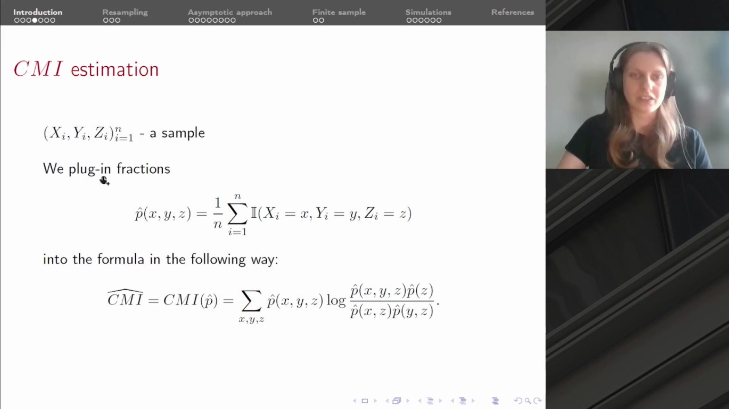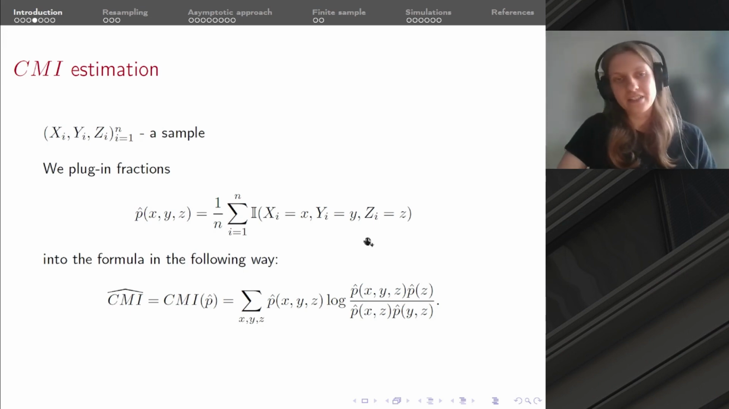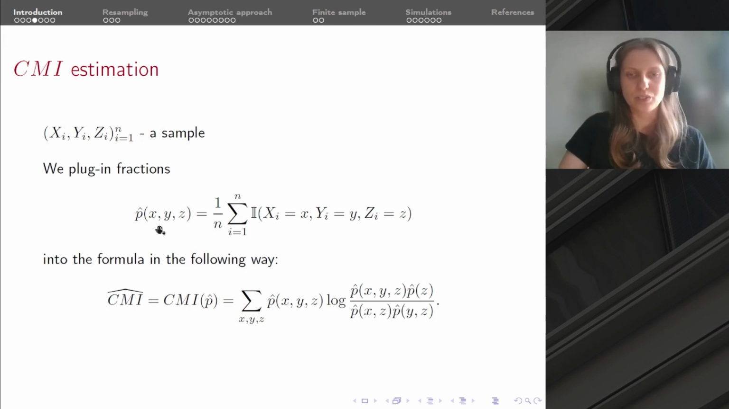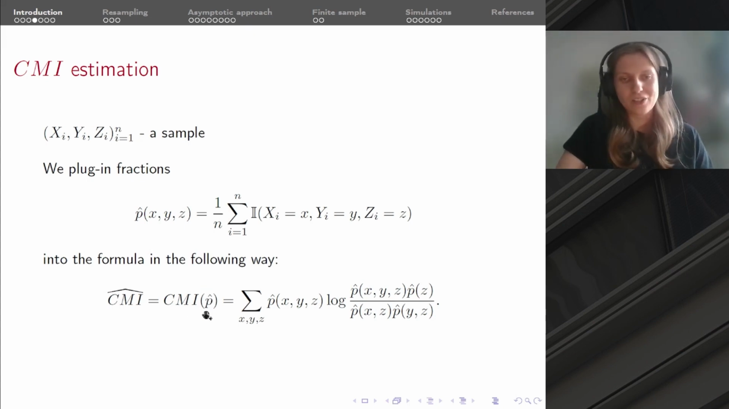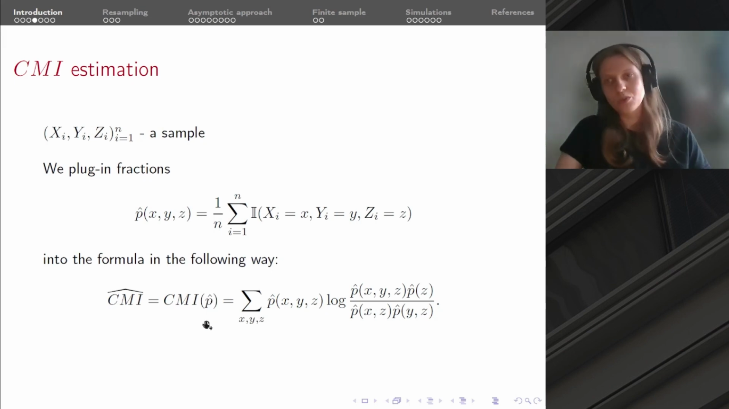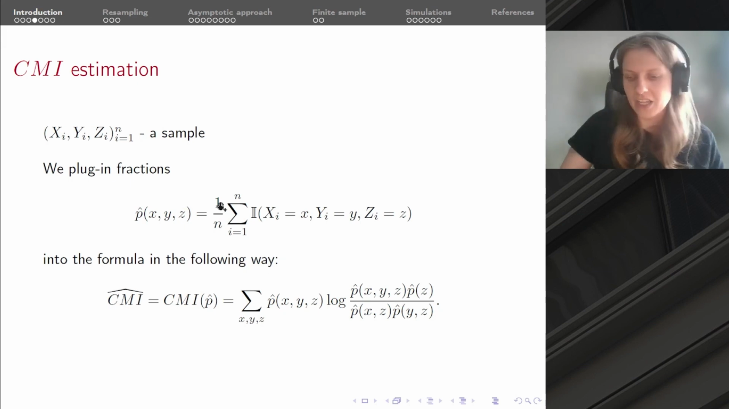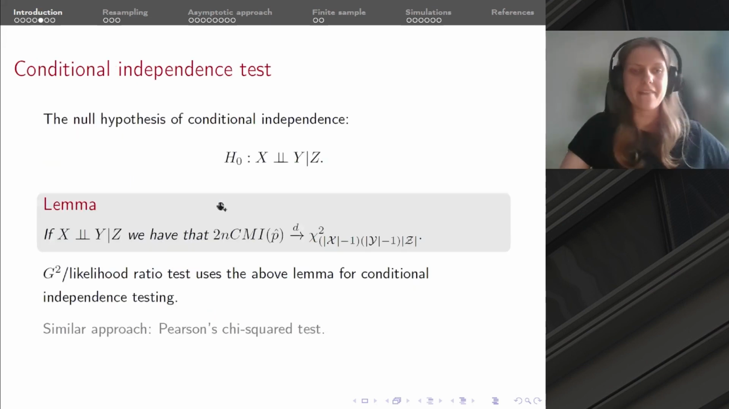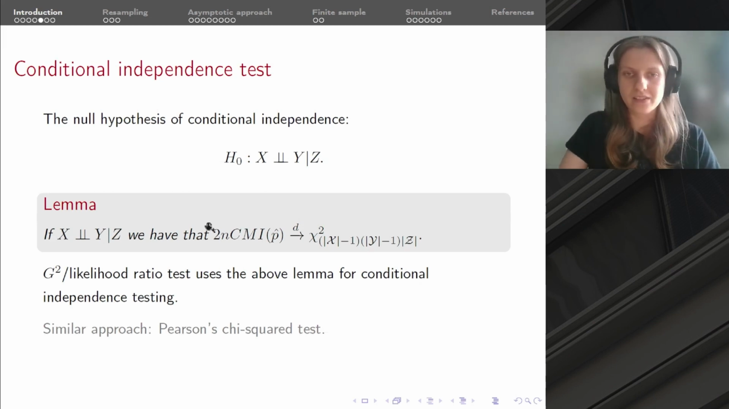We have to first estimate the probability mass function, and we do it just by using fractions of our sample. And then we plug that estimated probability mass function into the formula. We can treat CMI as a function of probabilities. So instead of using the true probabilities, we use the estimated probabilities, and that's all. And now we can move to testing conditional independence.